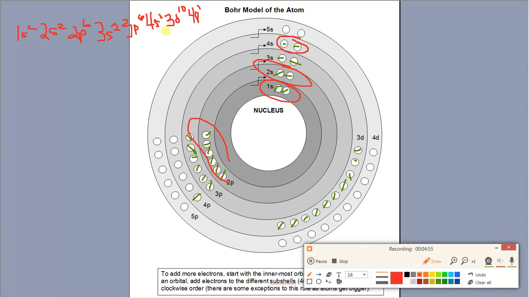So we've done this right. 1s2, 2s2, 2p6, 3s2, 3p6, 4s2, 3d10, 4p1. That would be the electron configuration for gallium.